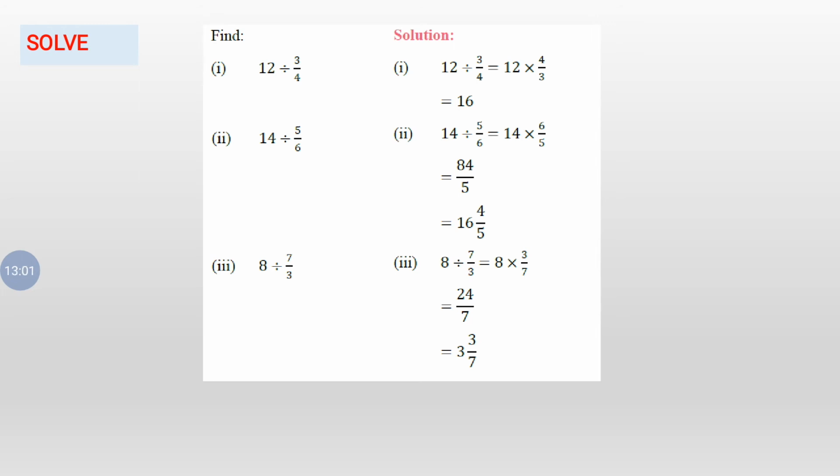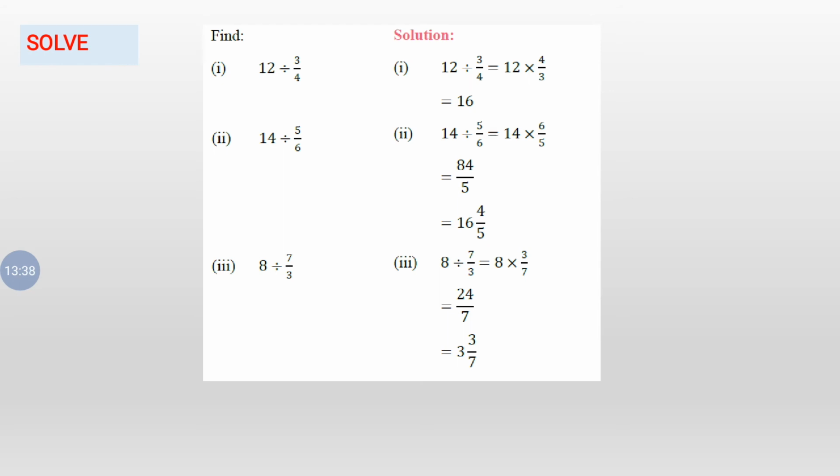So keep it, change it and flip it. Don't change the first fraction 12 by 1. Change it means division into multiplication, so multiply. 3 by 4 means form a reciprocal: 3 by 4 is a reciprocal of 4 by 3. Next, the product of the numerators divided by the product of the denominators. 12 4s are 48, 1 3 is 3. We get the value 16. Do you understand? If you have any doubt, kindly call and ask me.